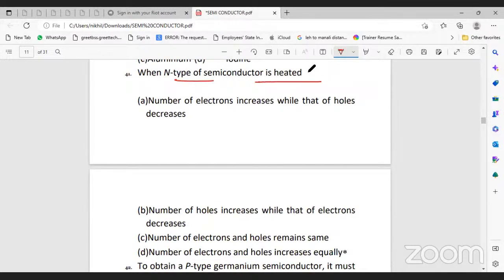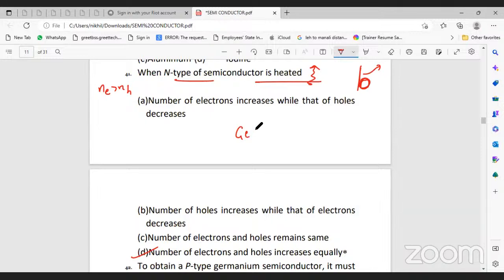When an N-type semiconductor is heated, definitely you know that in the N-type semiconductor, the number of electrons is more than the number of holes. If you give temperature, the covalent bond is going to break. When a covalent bond breaks, one electron becomes free and it will create a hole. So the number of electrons and holes increases equally, because if one electron is leaving from the bond, one hole is created.